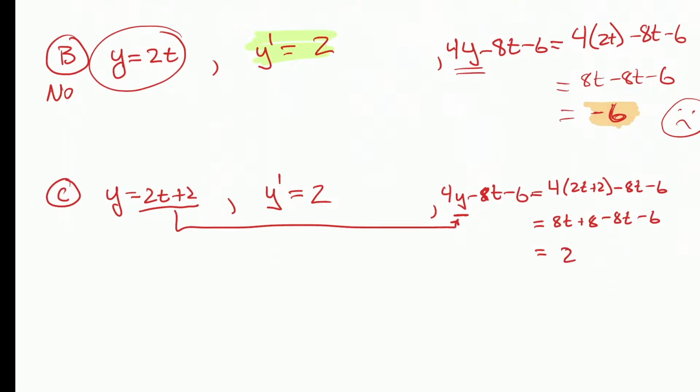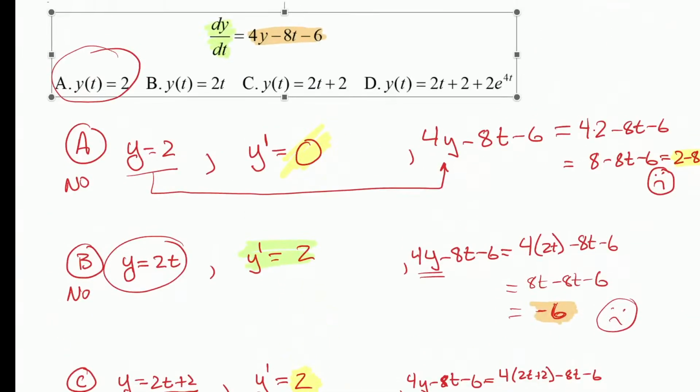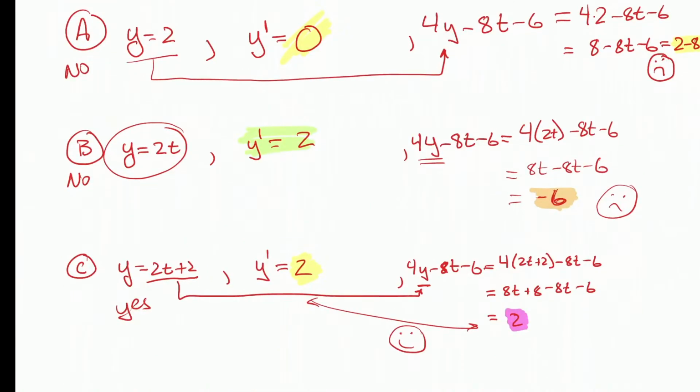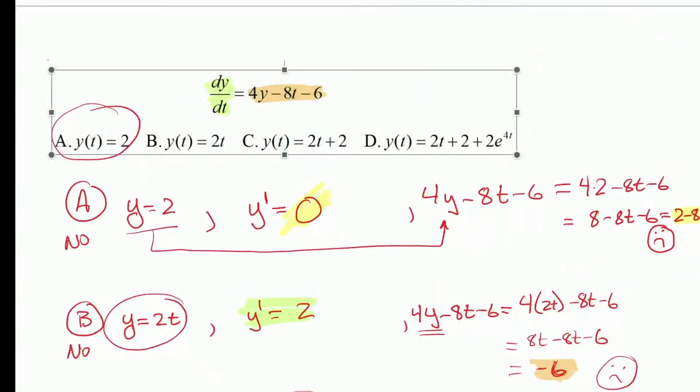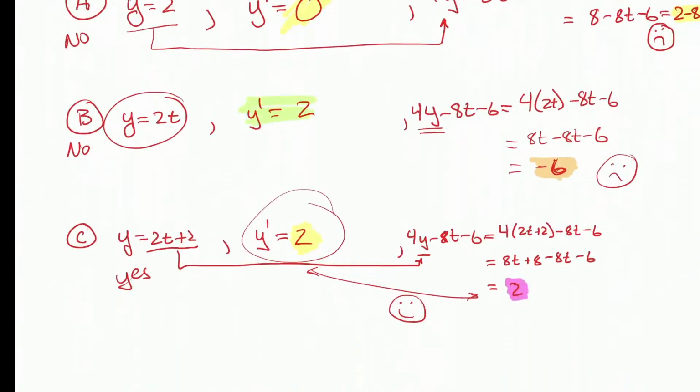Wait a minute. In this case, the left side of that differential equation and the right side of that differential equation are the same. And so this is a happy one. This is a yes. Going back just to show you the differential equation that we're trying to work with, the derivative, which in this one was 2, is the same as when we get done simplifying the right-hand side, we also got 2.